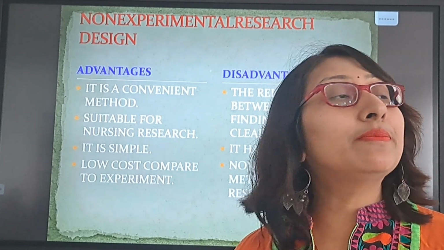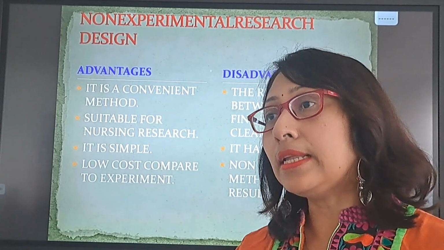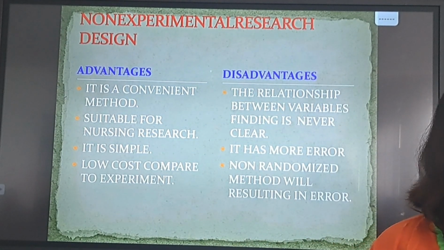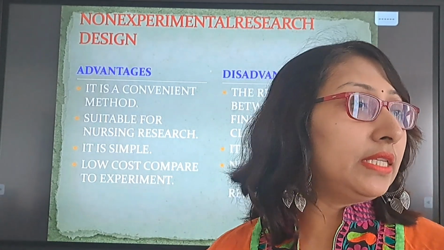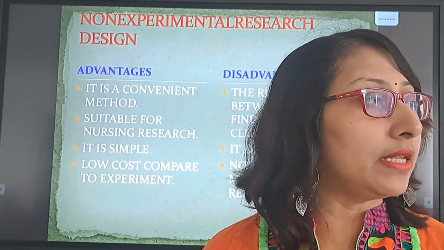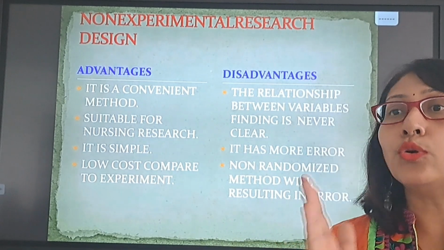Why? Because in experimental, you have to go for a complete control. You have to set an environment which should be completely controlled so that no intervening or extraneous variables will have an impact on the study variables, that is the dependent and the independent variable. Clear? So that is why you are going for a controlled environment.